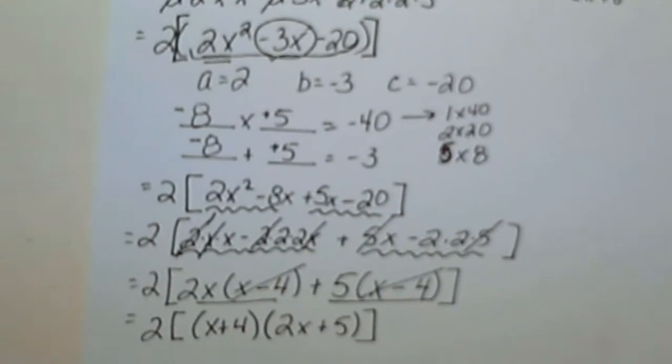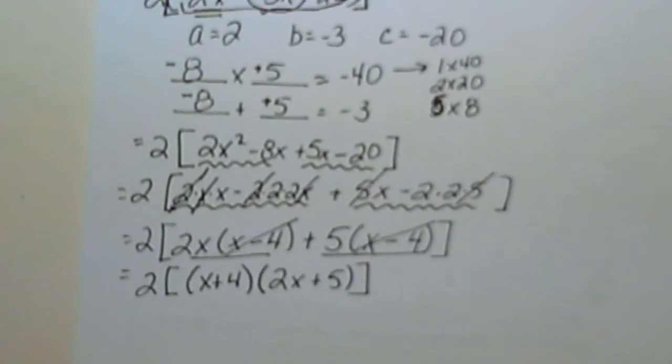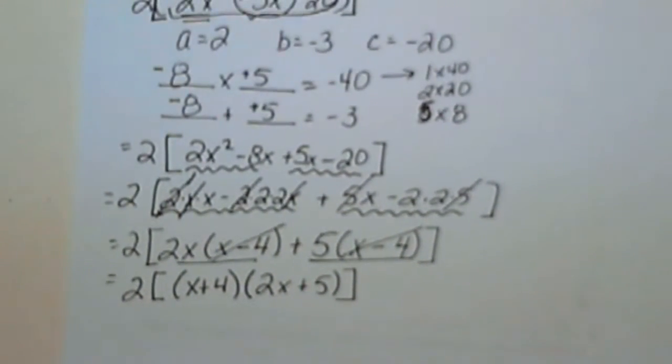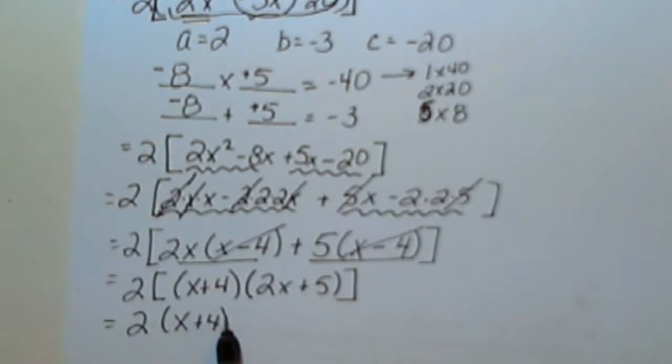This is a little bit cumbersome. And what you're going to do now then to make it a little less complicated is you're going to remove the square brackets because they're no longer necessary. The 2 is there, the x plus 4 in round brackets is there, and the 2x plus 5 in round brackets is there.